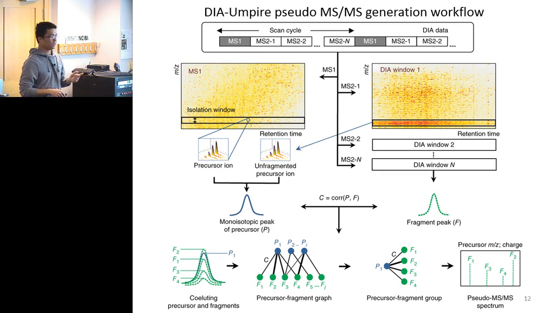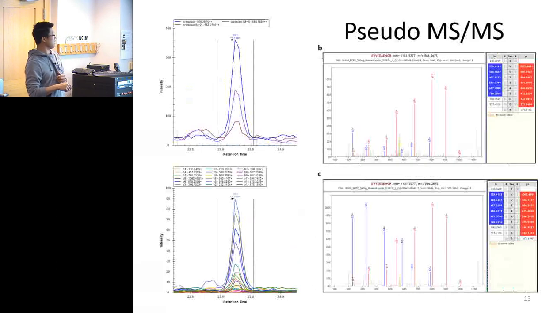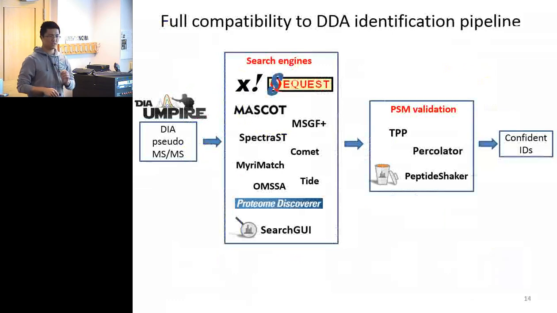So this pseudo MS spectrum looks like this. We have the precursor, which is the MS1 signal in MS1 space, and this is all the fragment signal. You can see all those fragments actually correlate with this precursor. Once we do this signal processing to correlate them, we can generate this kind of pseudo MS spectra. And these spectra can essentially be searched by any search engine developed for data-dependent acquisition.